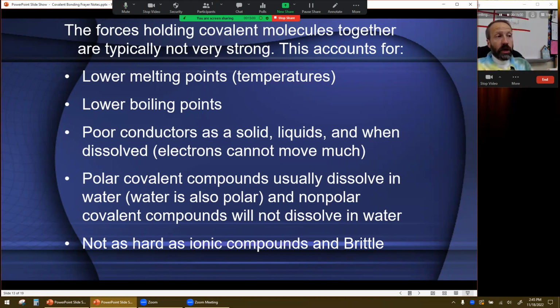Water's polar. So if I want to know, would this dissolve in water? I would need to know if it's a polar covalent compound or a nonpolar covalent compound. Sugar dissolves in water. What do we know now? It is polar, because water's polar, and that's the way that dissolves. Oil does not dissolve in water. What do we know now? Oil must be nonpolar.